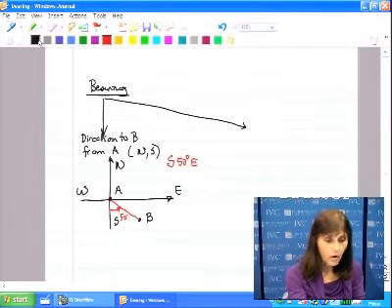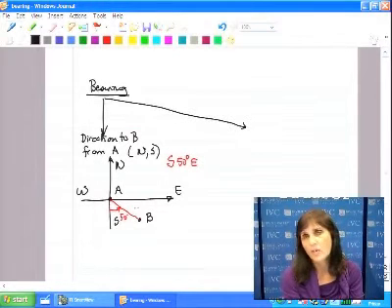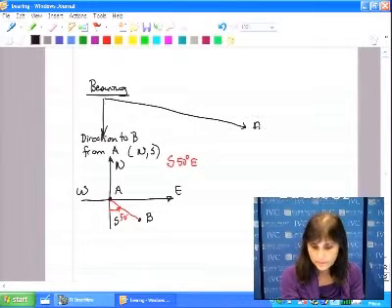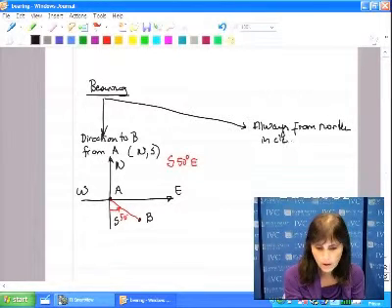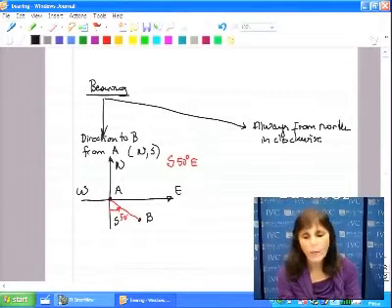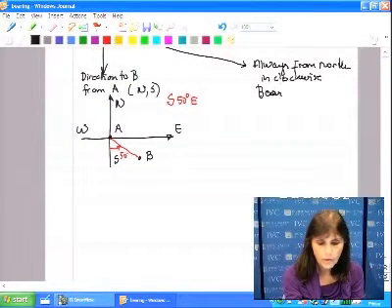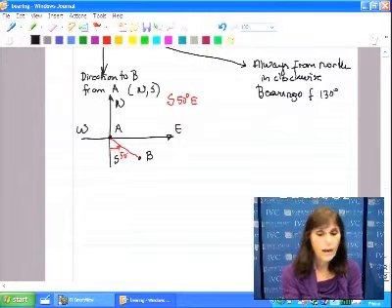Now you can also define the bearing this other way, so it doesn't matter whether it's clockwise or counterclockwise in the first approach. This one is always from north in the clockwise direction. And usually they do not specify north-south for that one, and they will just say bearing of 130 degrees. Okay?